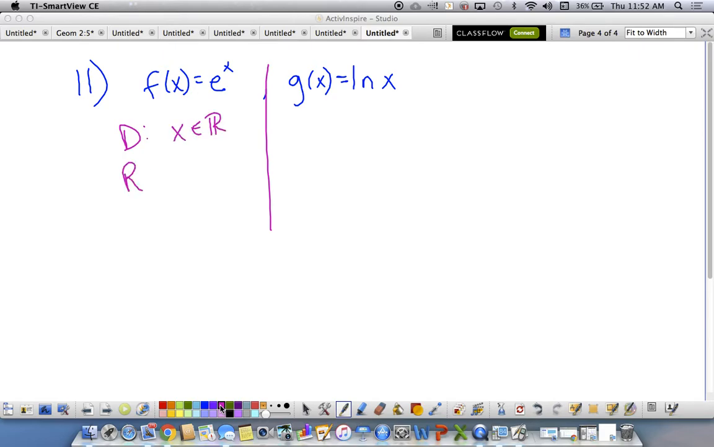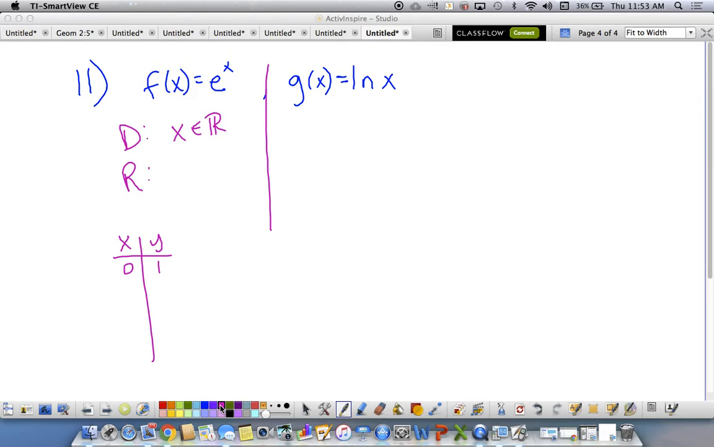What about the range? What are we getting out? Well, we know it can't be negative. I don't know. Maybe a great thing I see on tests are little T charts. I think all of them. You think all real numbers. Well, what does this look like? If x is 0, what is y? E raised to the 0 is 1.